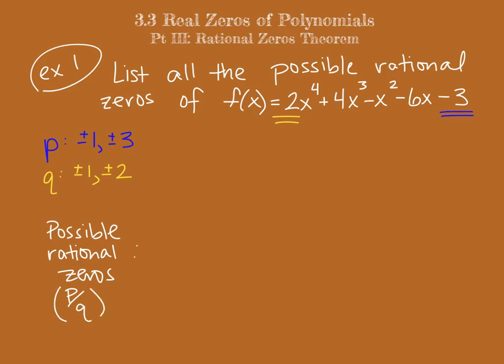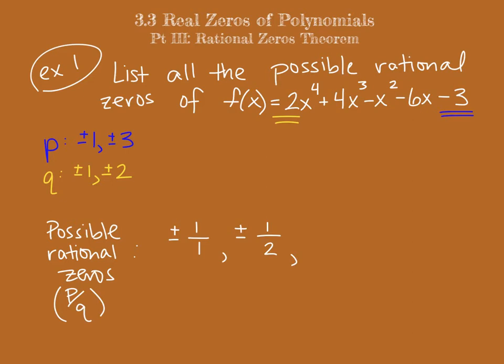So we're going to take every single p and put it over each q. So I like to just have some sort of order to do this. I like to take each p and put it over each q first. And I'm going to use the plus or minus in front. So we're going to take that 1 and we're going to put it over 1. So I did this p over this q. Then I'm going to take this same p and put it over this q. So we'll have plus or minus 1 over 2, 1/2.